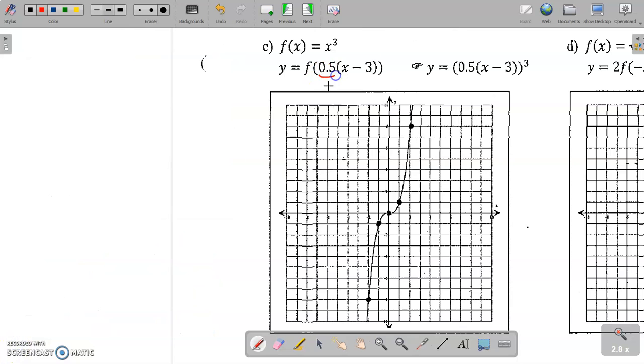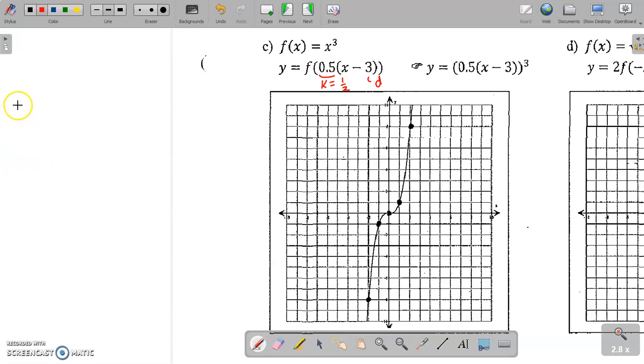Right now you have here your k value. Your k value is 0.5, which is the same as 1 over 2, which means the graph is going to be horizontally stretched by a factor of 2, because remember, you flip it. And this is your d value, and it's going to be shifted to the right 3 units.